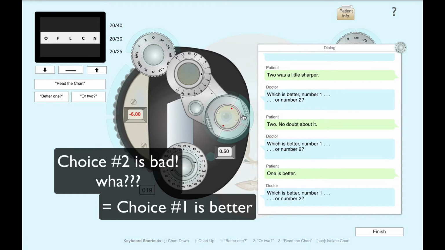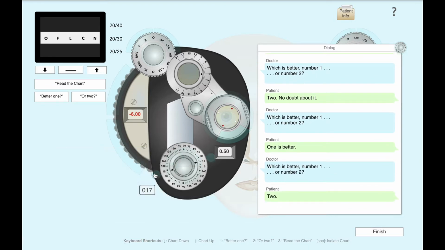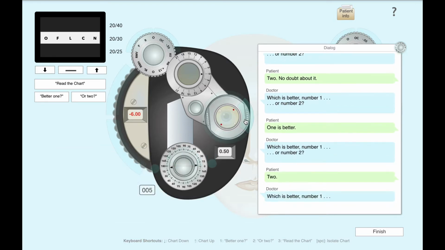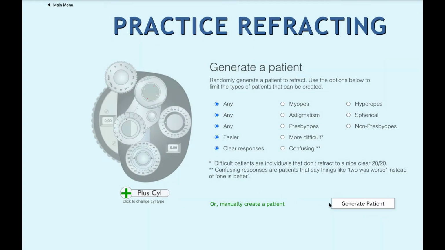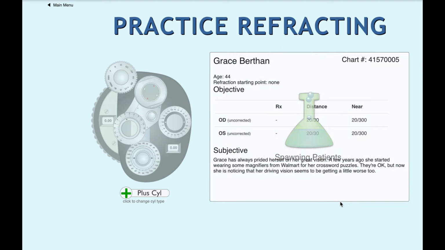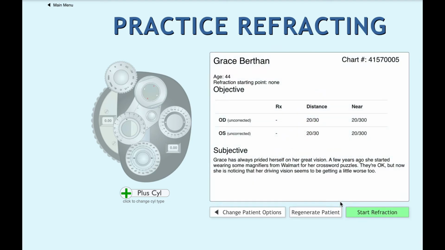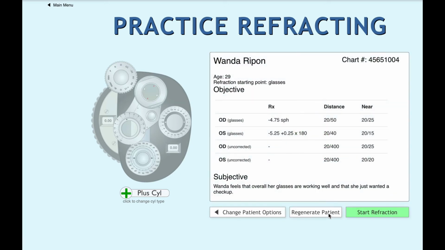The advantage is, virtual patients are always available to refract at any time you are. They have an infinite amount of patience, and they can be anything you like. They can be hyperopes, myopes, they can have astigmatism, they can be presbyopes, they can be non-presbyopes. They can even be people who can't be refracted 20/20 because they have cataracts or amblyopia.